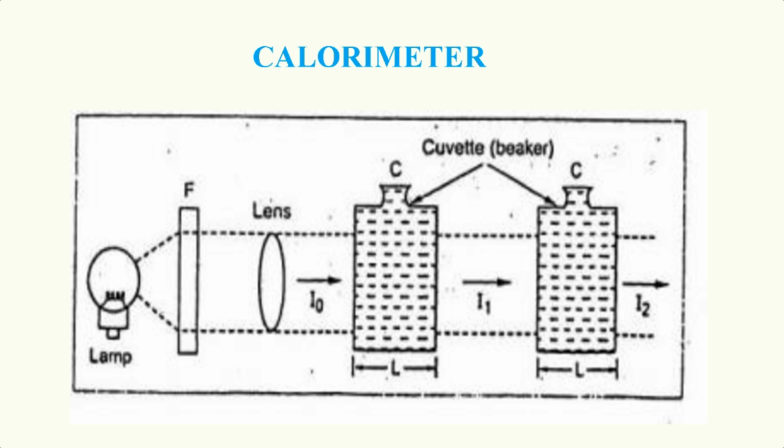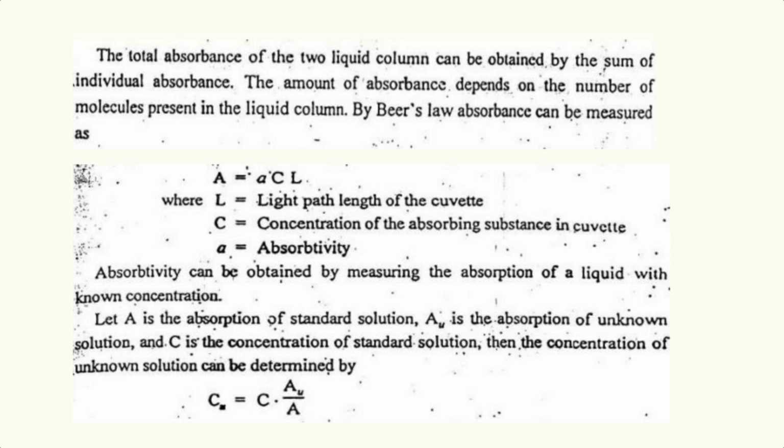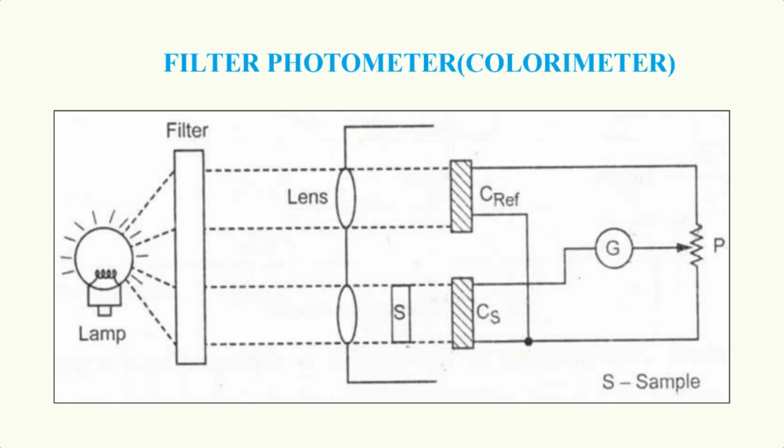The absorption of this colorimeter is given by the formula A equals epsilon C L, where C is the concentration of the absorbing substance and L is the light path length. We have taken the length of the cuvette as L, so L is called the light path of the cuvette. C is the concentration of the absorbing substance, and A is the absorbance.